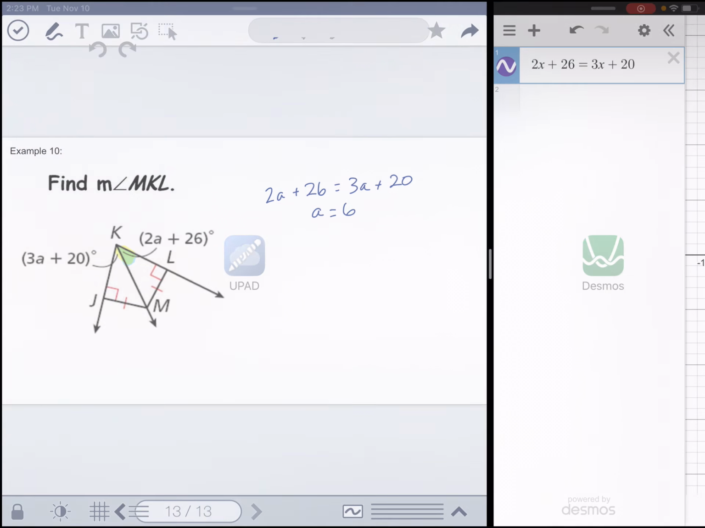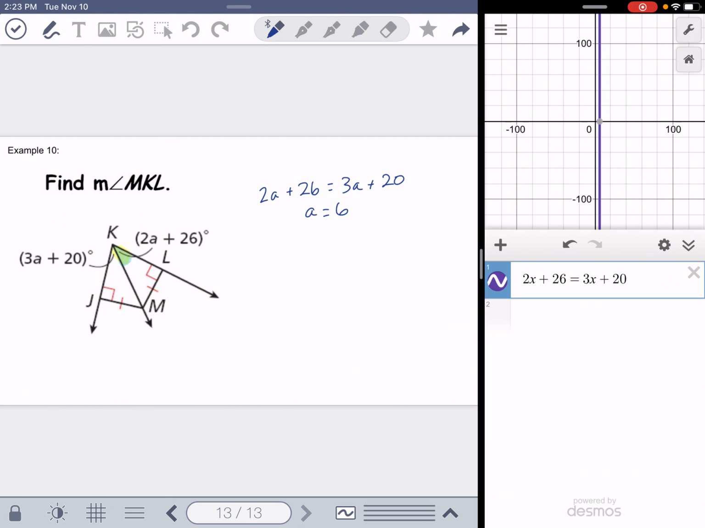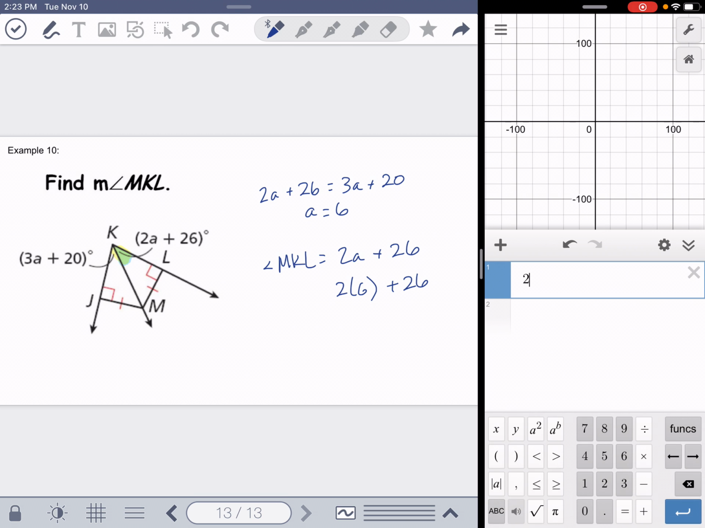And now what am I doing? MKL is 2A plus 26, so 2 times 6 plus 26. 2 times 6 plus 26, 38. So angle MKL is 38 degrees.